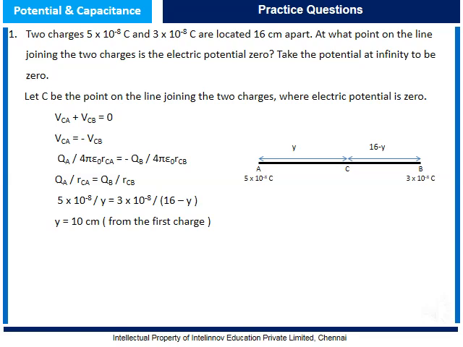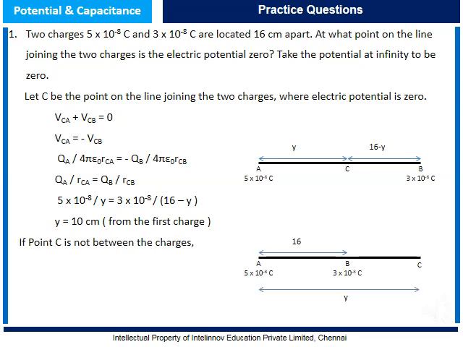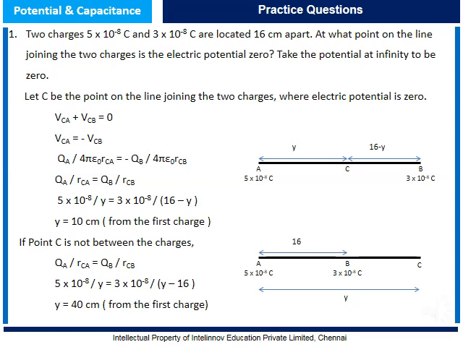However, what if the point C lies outside B? That is, if point C is not between the charges, consider the diagram given here, then again the same formula can be used. On calculation we get y equal to 40 centimeter from the first charge.